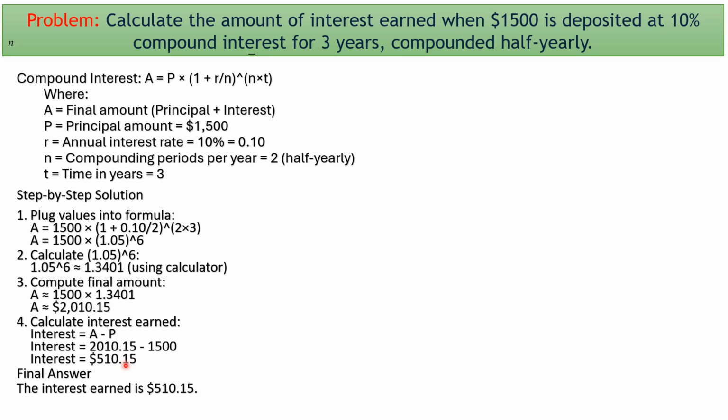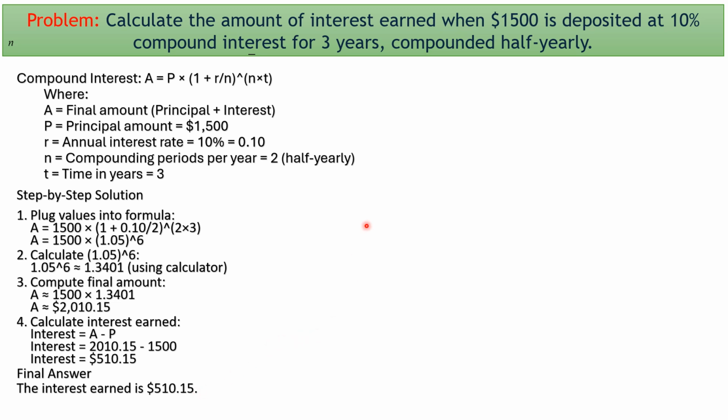So we found the future cash inflow, A. The P is given in the question, 1,500. So A minus P, 2010.15 minus 1,500, you get 510.15. This is the interest earned on the deposit. So therefore, the final answer is that the interest earned on the deposit is 510.15.